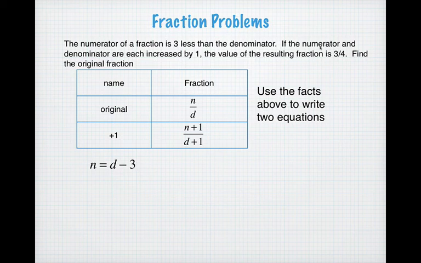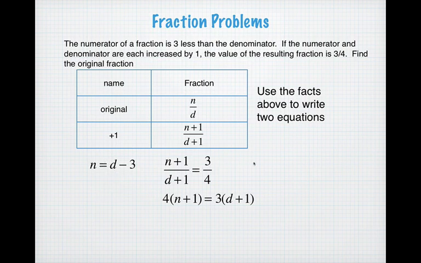The second one says that if the numerator and denominator are each increased by 1, the value of the resulting fraction is 3/4. Well, that says that this fraction equals 3/4. Numerator plus 1 over denominator plus 1 equals 3/4. I'm going to do a little simplifying here. I'm going to cross multiply. It's going to help me out.